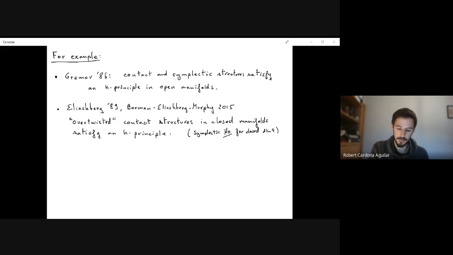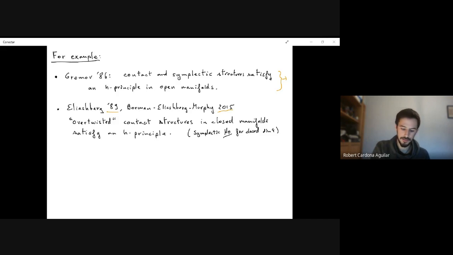Then Eliashberg in '89, and in higher dimensions in 2015 Borman, Eliashberg, and Murphy, proved that contact structures also satisfy this h-principle on closed manifolds, but the argument is much more geometric actually. Here the h-principle follows from general analytic methods, let's say.